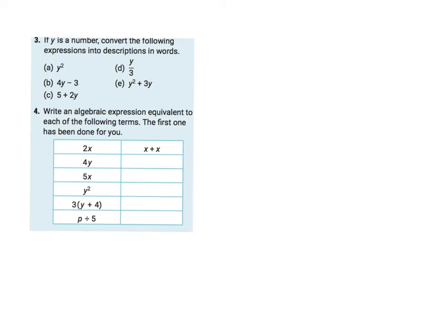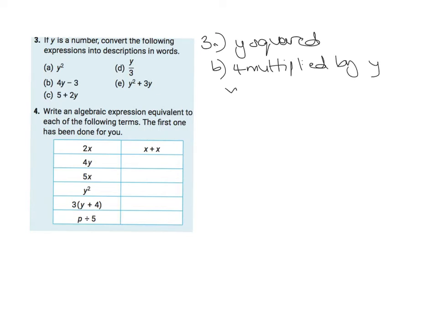Okay, so we'll go through the homework first. We have to convert the following expressions into descriptions in words. So 3a is y squared. B is 4 multiplied by y minus 3. Part C is 5 plus 2 multiplied by y.